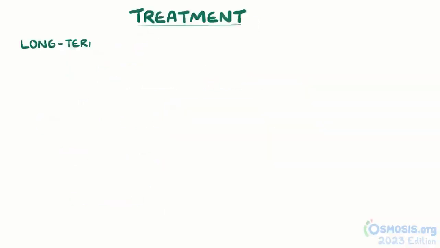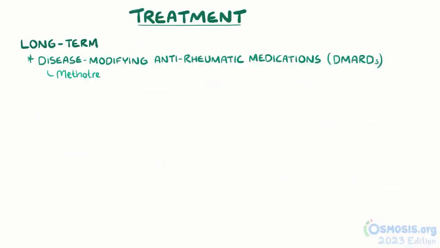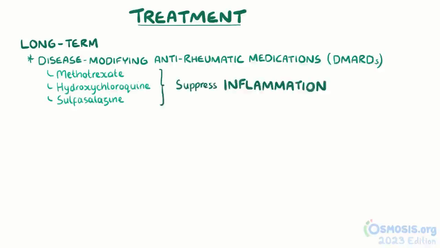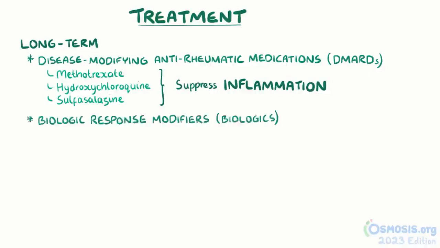The long-term management of rheumatoid arthritis is the use of disease-modifying anti-rheumatic medications, like methotrexate, hydroxychloroquine, and sulfasalazine, which can help to suppress the inflammation. In addition, there are a variety of medications called biologic response modifiers, or biologics.